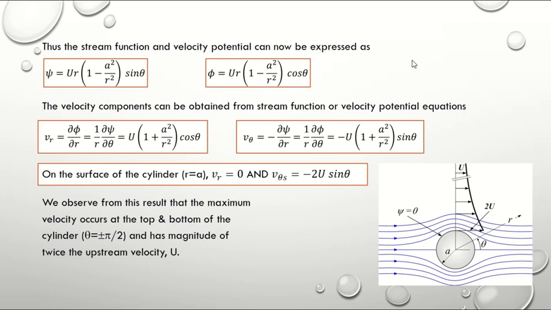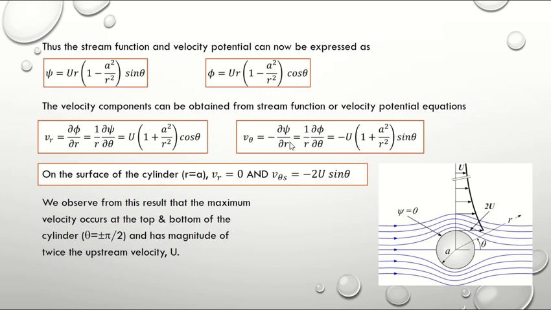The velocity components, radial velocity and tangential velocity, can be obtained from the stream function or velocity potential equation. Vr, the radial velocity, equals 1 over r d psi over d theta, or d phi over dr. Then differentiate psi or the velocity potential with respect to r or theta. We obtain U (1 minus a squared over r squared) cos theta, and then the same goes for the tangential velocity.